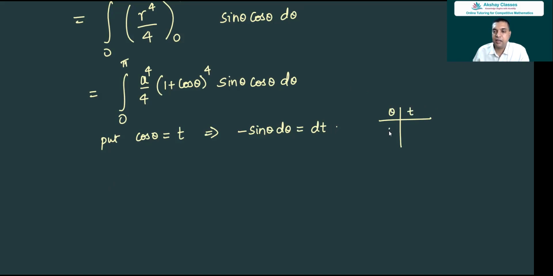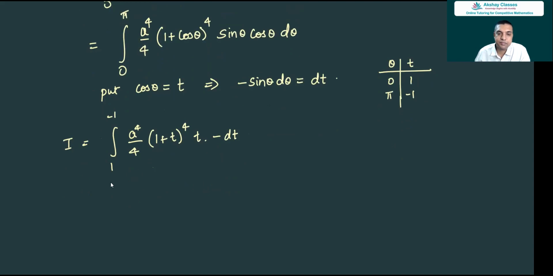Theta and t. When theta is 0, t is 1. When theta is pi, t is minus 1. So I will have the integral from 1 to minus 1 of a power 4 by 4 into (1 plus t) whole power 4 into t, and sine theta d theta will be minus dt.